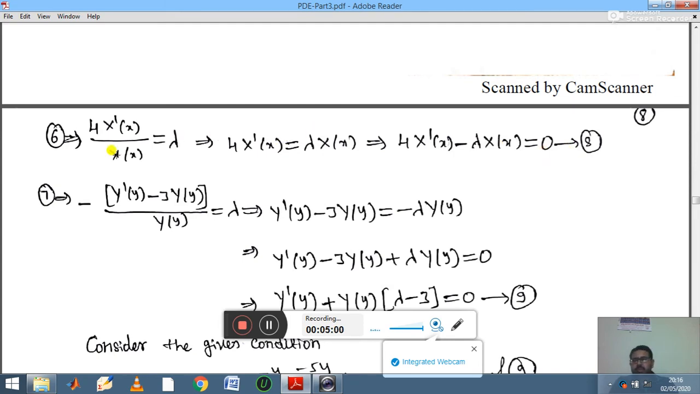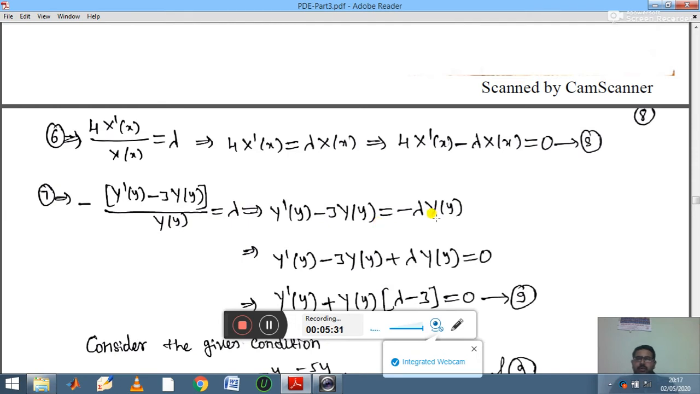So just the same equation 6, we are writing in this pattern. Okay, now you take it as equation 8. Now this is your equation 7, you just rewrite this equation 7. Therefore you are getting y dash of y minus 3 into y dash of 3 into y of y equals minus lambda into y of y. This minus sign and y of y you are sending to the RHS side. Therefore you are getting this expression.